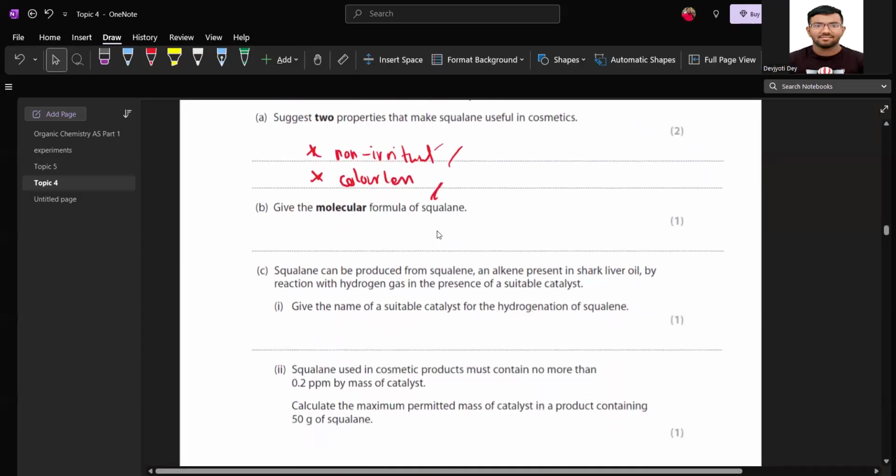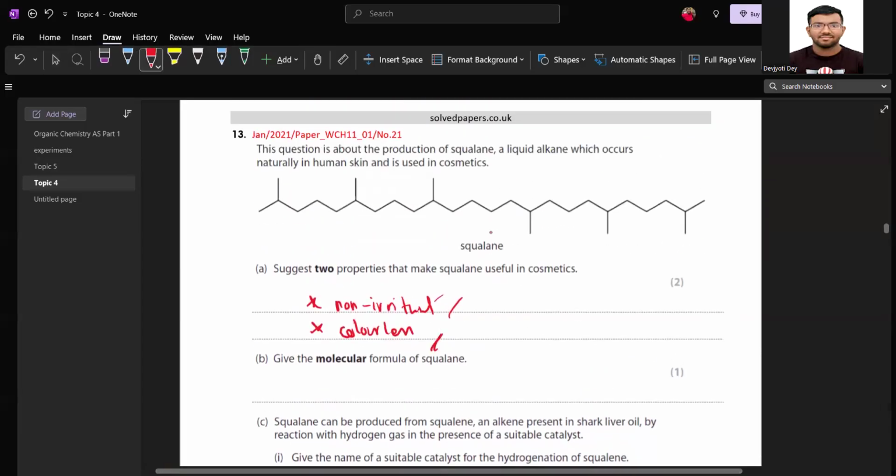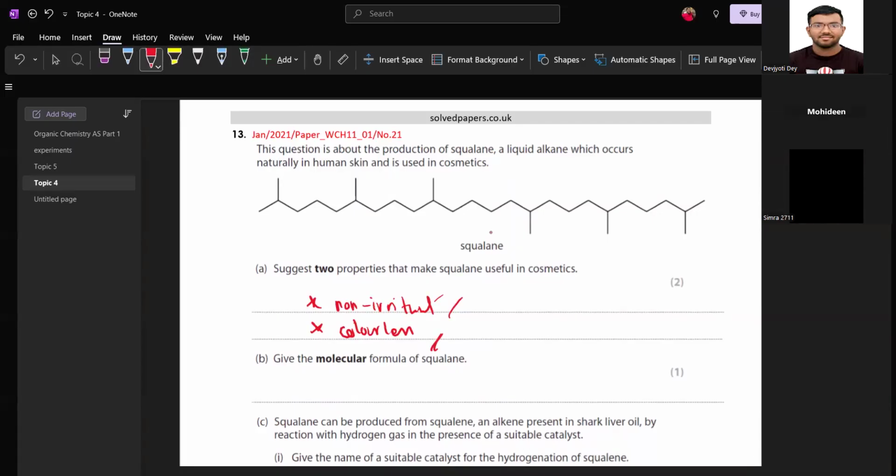Now, give the molecular formula of squalene. All right, I'm giving both Mohideen and Simra 2 minutes, and tell me what is the molecular formula. It's a B compound. So can you please tell me? Count it out, so that it will be a practice as well. You guys will also have a practice.